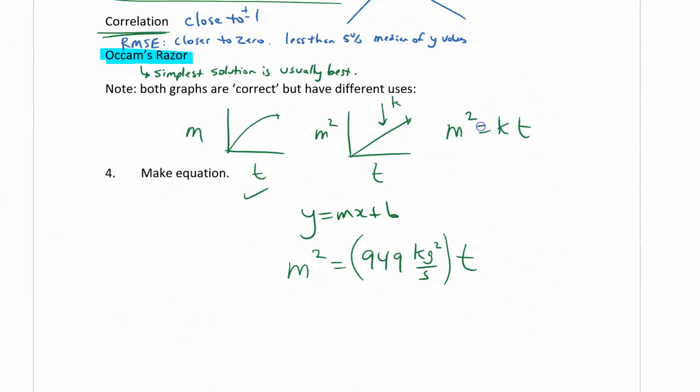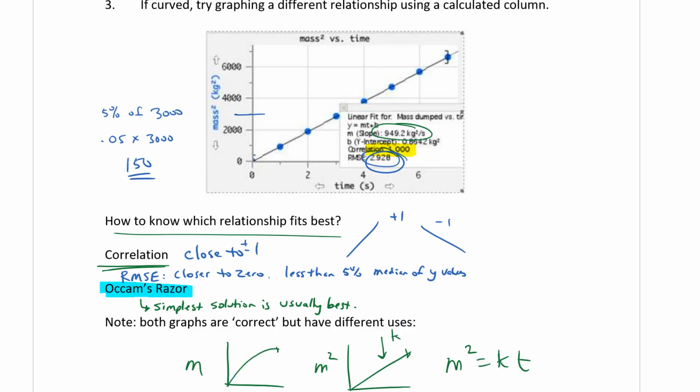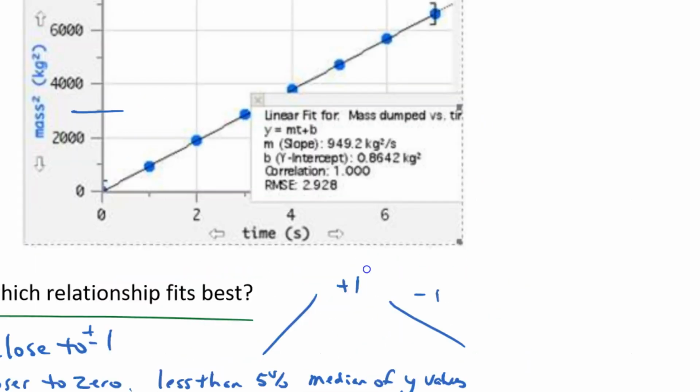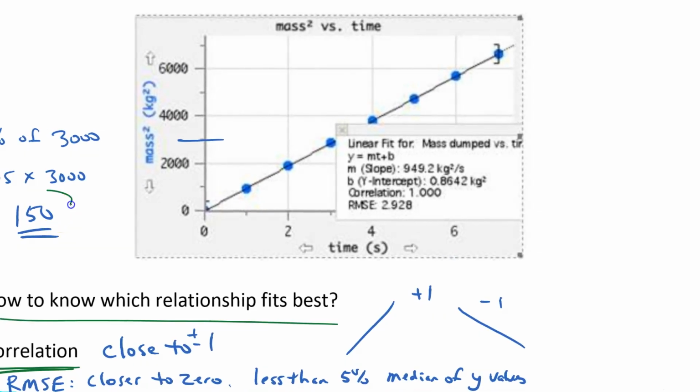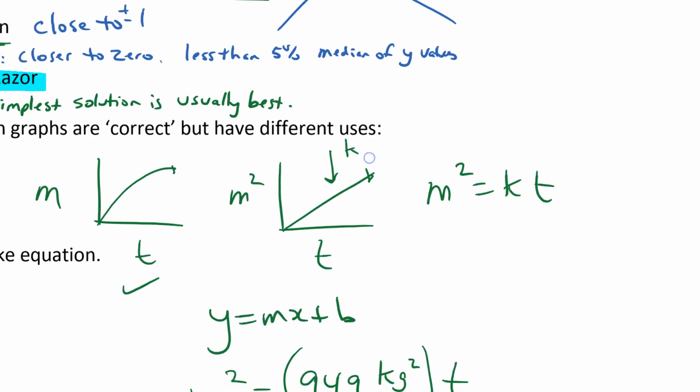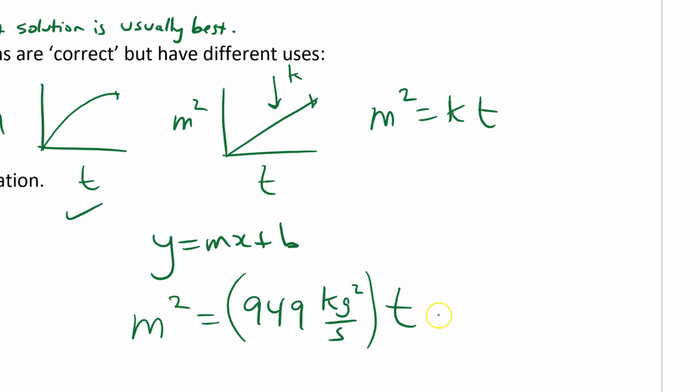And then the y-intercept, let's look at the y-intercept. The y-intercept is 0.86, and again, we're going to use that 5% of 3,000. That is way less than 150, so it's close enough to 0. I'm going to say, oh, I think it's probably just there because of error, so I'm just going to leave that blank. So here's my equation.